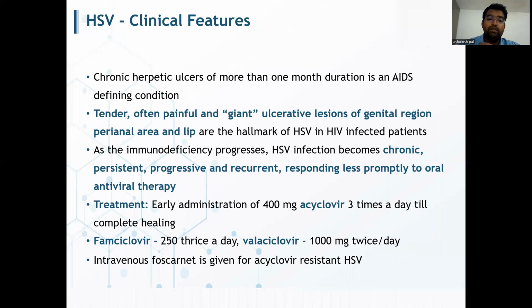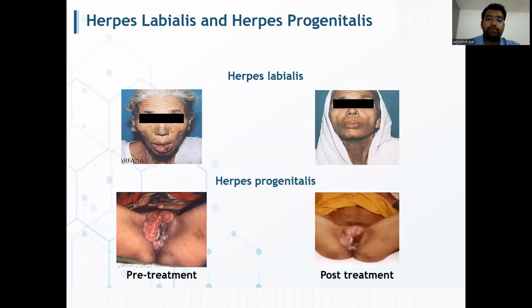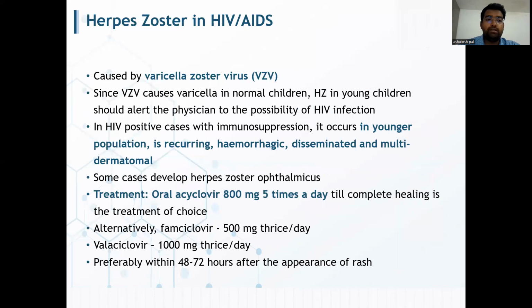Now, the treatment includes administration of 400 milligrams of acyclovir 3 times a day till there is complete healing. So, in herpes labialis, we can also see herpes progenitalis, pre-treatment and post-treatment, in which we have given acyclovir.